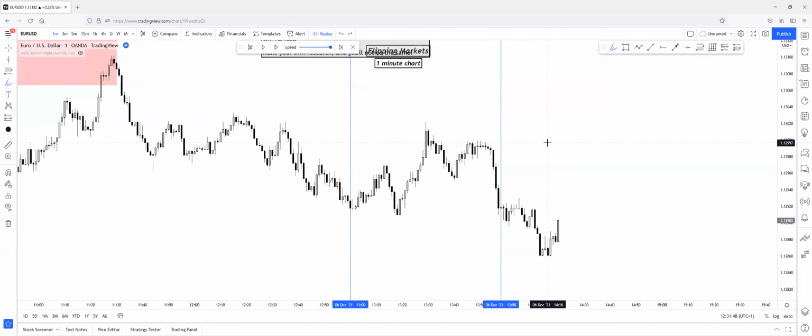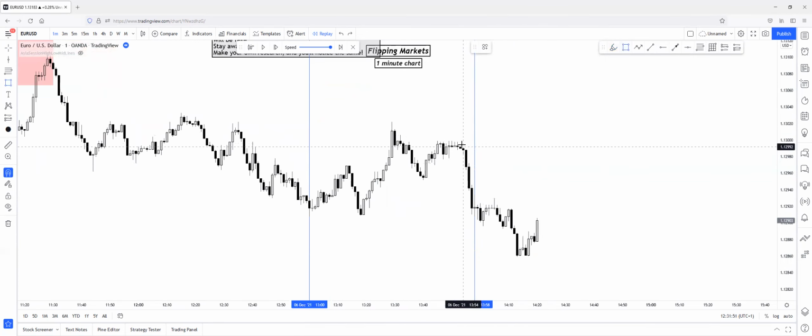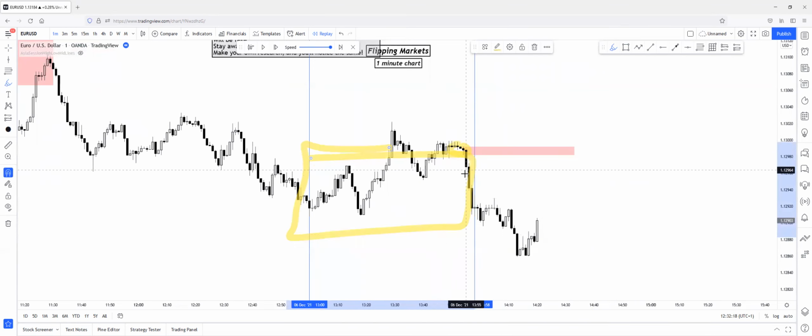As you can see, we have this clear supply zone right here that created a huge inefficient push to the downside with these 3 candles. As you can see, it changed character to the downside here. It also started the whole order flow that broke structure here. So this is a really valuable supply zone, but we have one problem with it. It was formed in the lunchtime time window. We can't open positions on this zone because it was formed 6 minutes before New York opens. And every zone in this 1 hour time window will be fake.